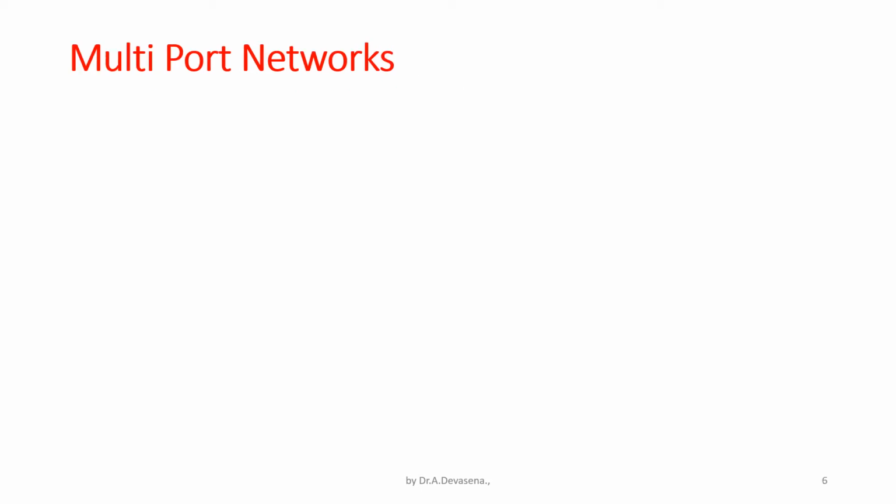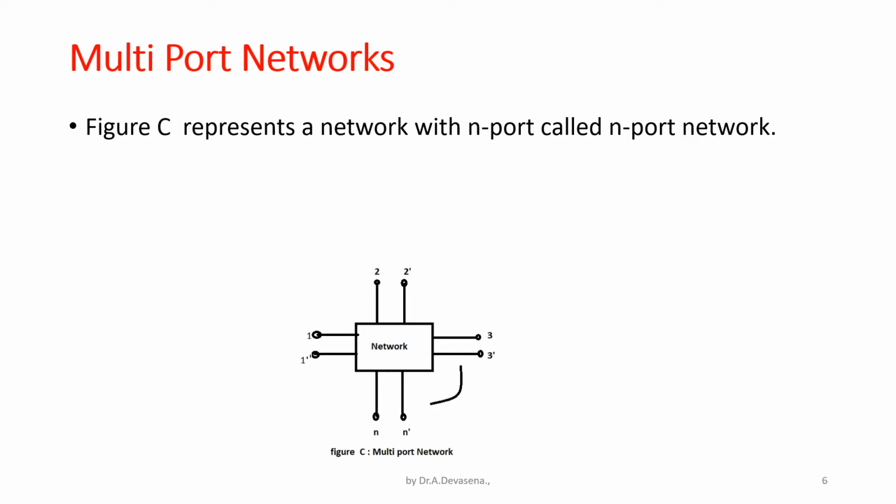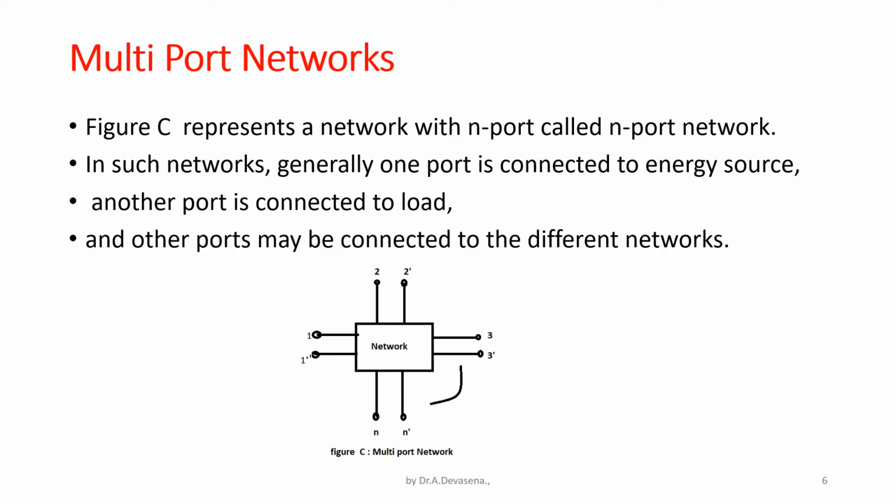Let's see multi-port networks. Figure C represents a network with n ports, called an n-port network. This is the representation of a multi-port network. In such networks, generally one port is connected to the energy source, another port is connected to the load, and other ports may be connected to different networks. It is indicated in the diagram.